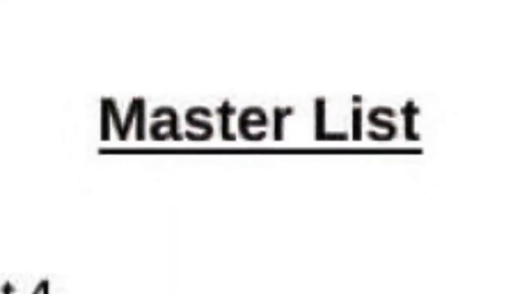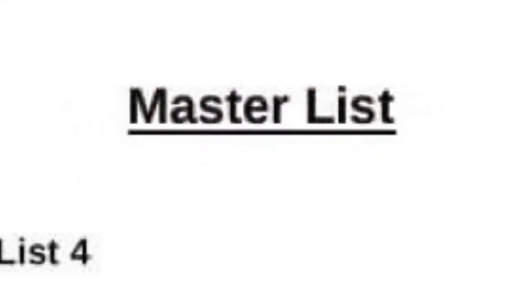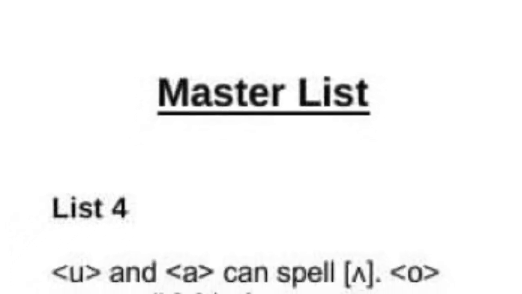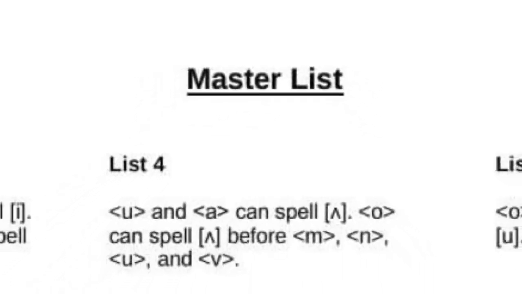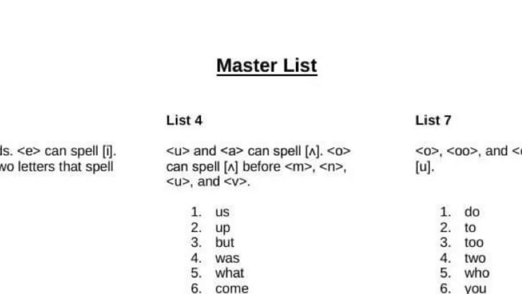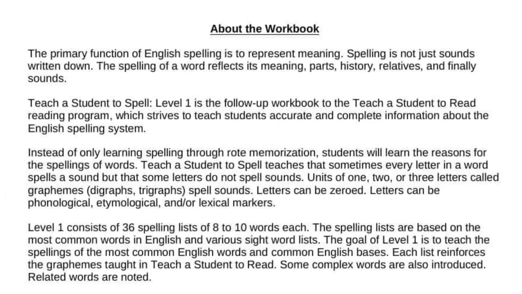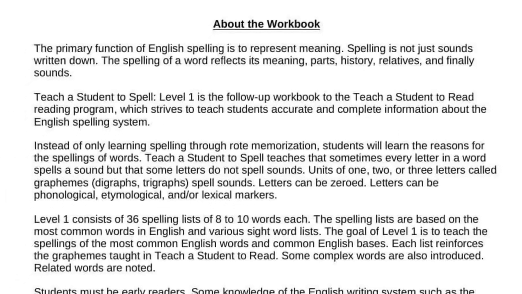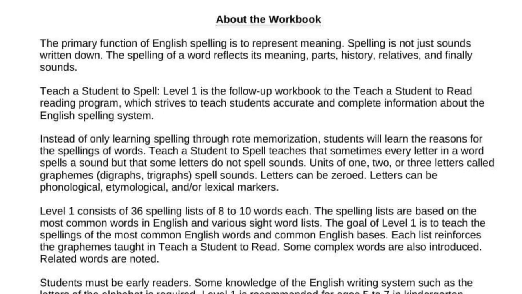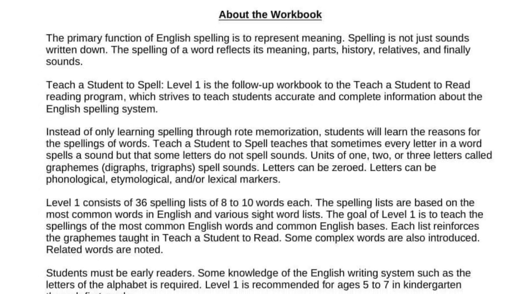Level 1 consists of 36 spelling lists of 8 to 10 words each, based on the most common words in English. The goal of Level 1 is to teach the spellings of the most common English words and common English bases.